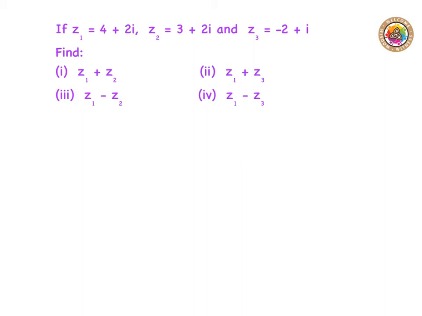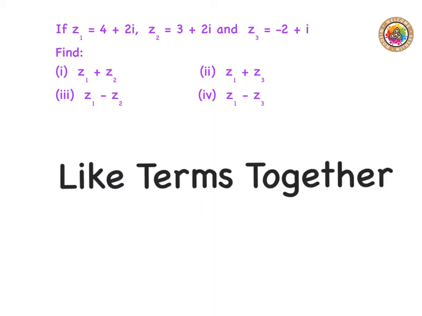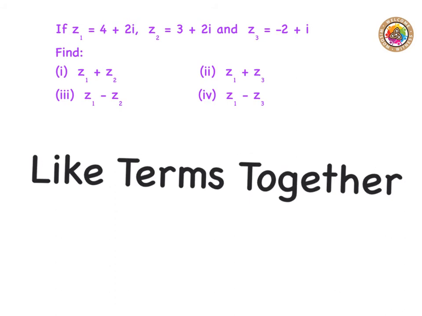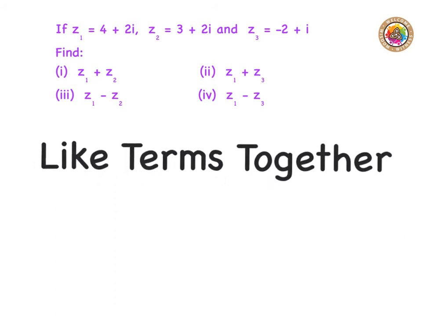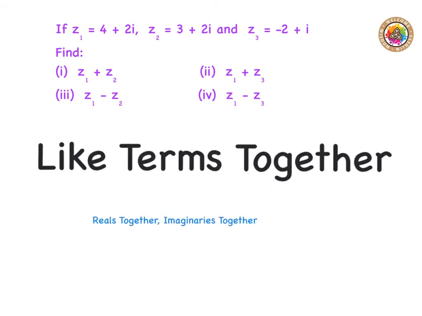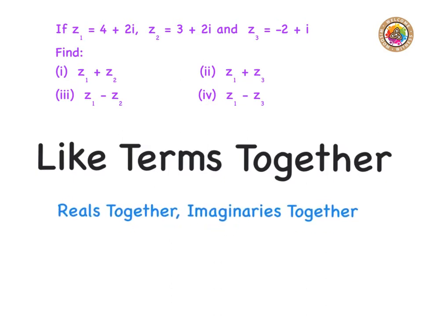And the most important thing that we remember when we're adding or subtracting complex numbers, it's very similar to everything else that we do with algebra. It is this one important fact: like terms together. So basically, all that means for us is that we put reals together and we put imaginaries together. And so that's how we group. Okay, so we're going to do a couple of quick examples and then you can do the activity in Schoology.